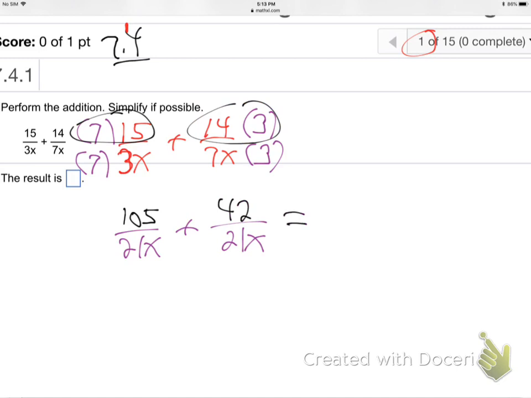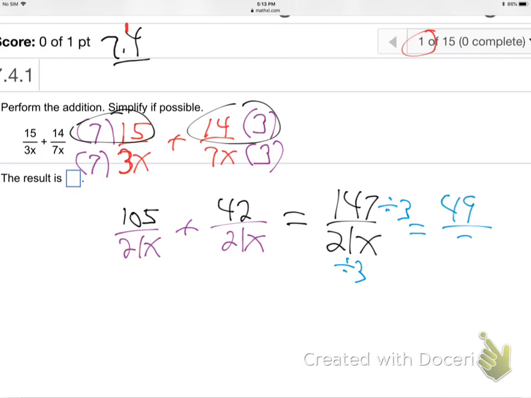Now we can add them up. That's 147 over 21x. It's okay to add them because their denominators match. Now, is that reducible? We always check. If you check with your calculator, both of these are divisible by 3. That would be, is it 49? Yeah, over 7x.